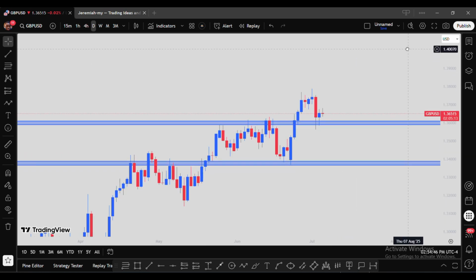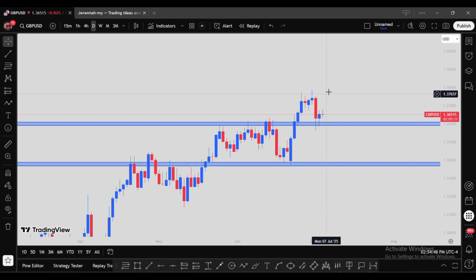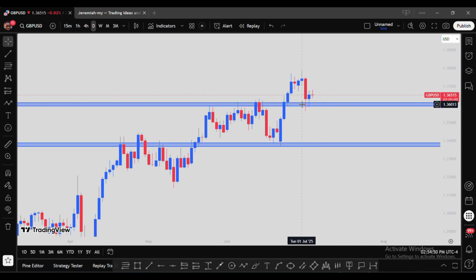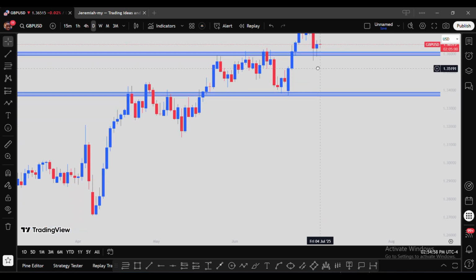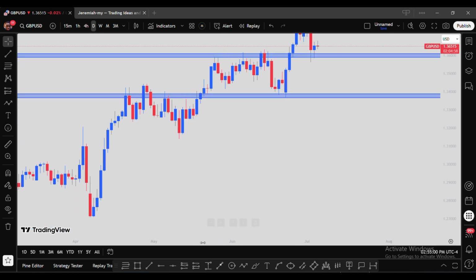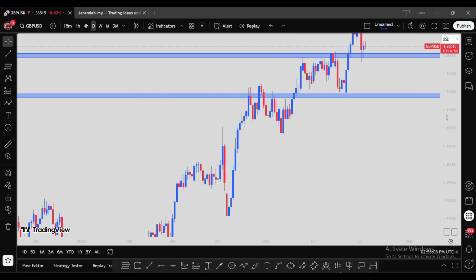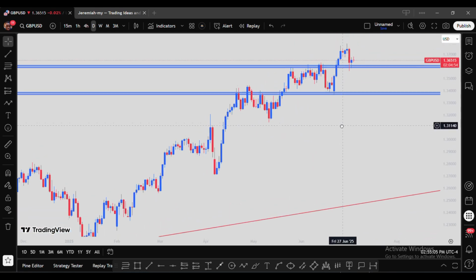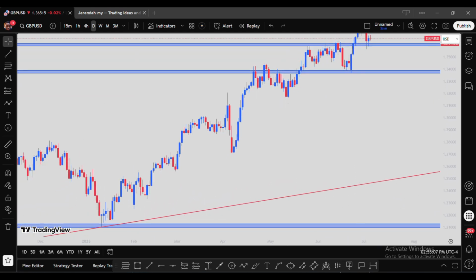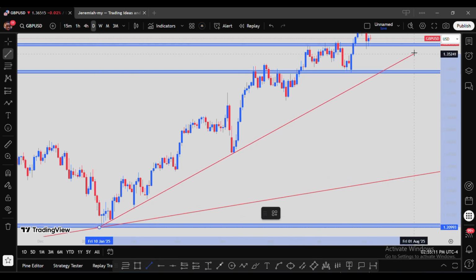But in a situation whereby the DXY continues moving back to the upside, all this break and retest that we are seeing here might just be a trap. Price might just break this level and then continue back to the downside. And if that happens, then I'll still be looking to go into a sell trade, because the overall direction of the market has been bearish for a very long time. I don't think the market structure can just change like that.